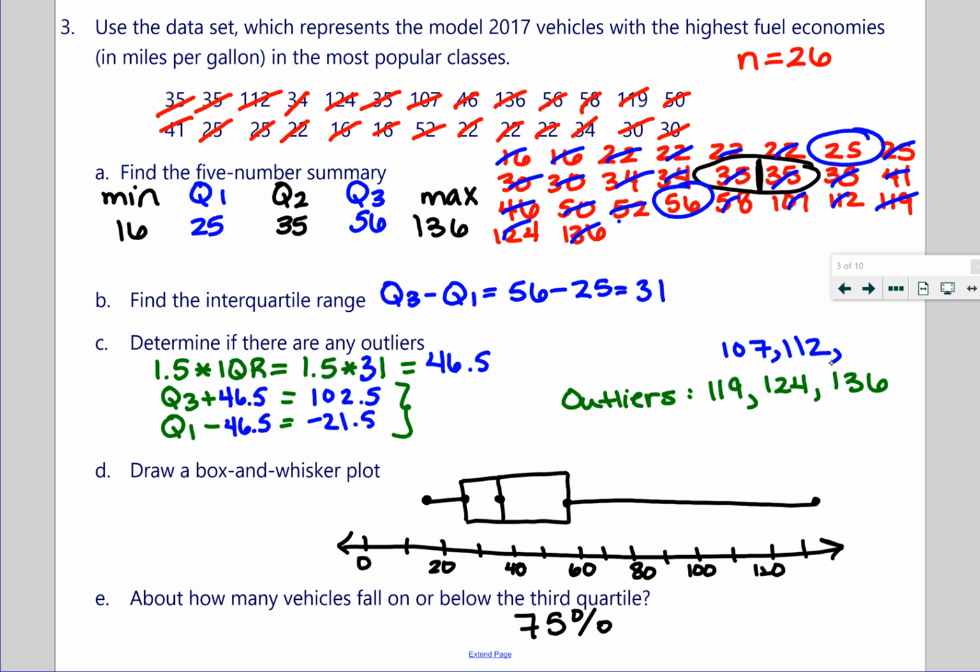Box and whisker plot, number line, graph it above or below your number line. And then remember, in each section of this graph, we have 25% of our data. So how many flow below the third quartile? Third quartile would be the right side of your rectangle over here. So that's 3 sections of our box and whisker plot, so 75%.